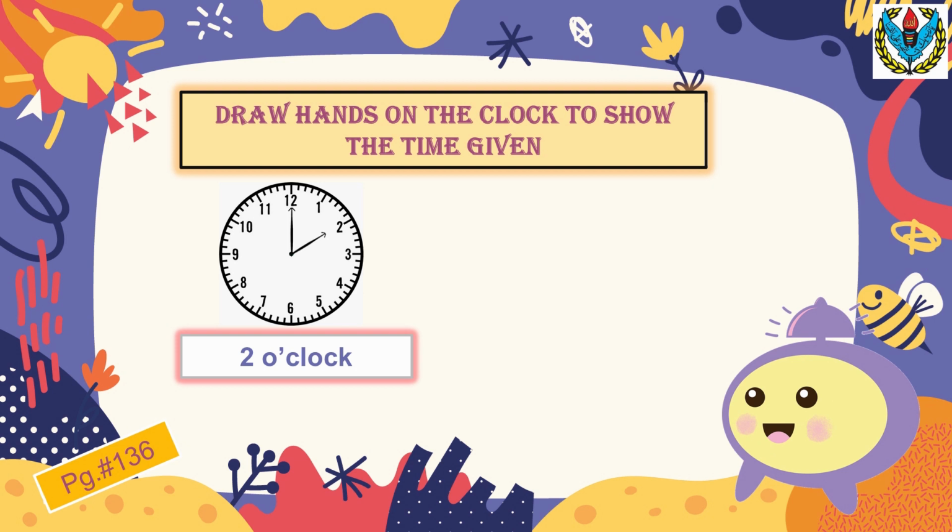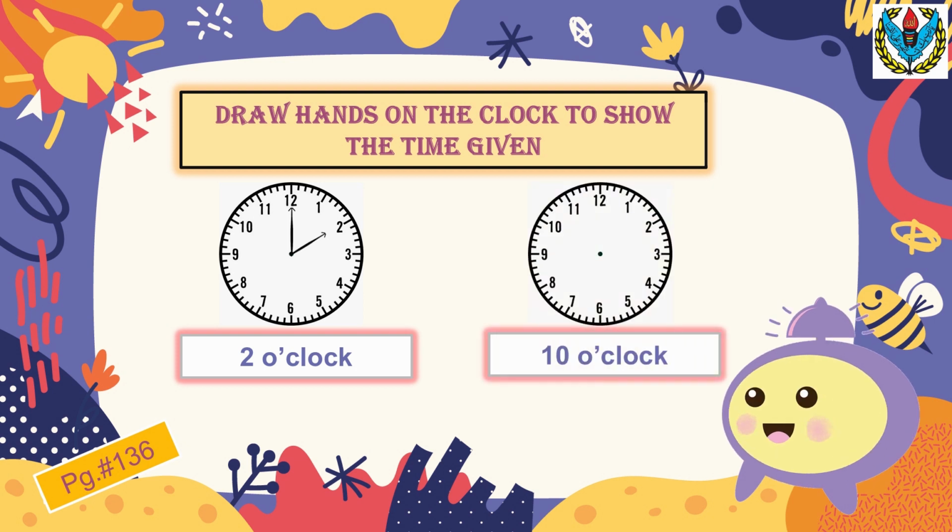When our line is on 12, the big line shows a long hand, the small line shows a short hand. Now, look at your clock. If your long hand is on 12 and short hand is on 2, the time is 2 o'clock.